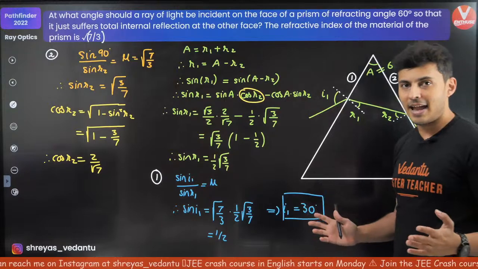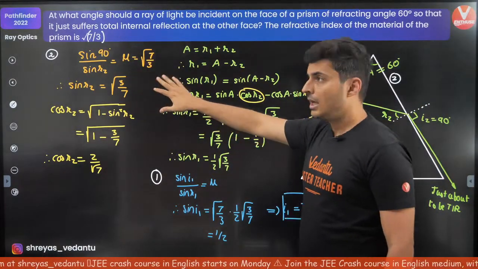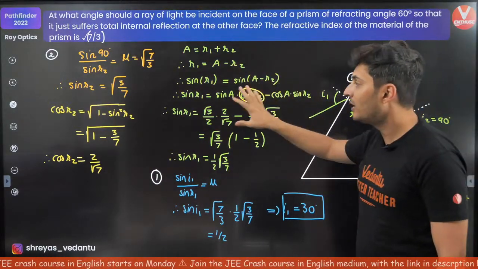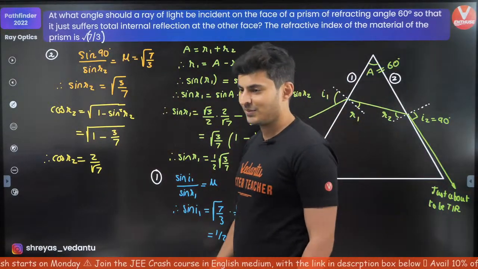So what has just happened is that we have used Snell's law, total internal reflection, and then also the geometrical aspect, and then the trigonometry over here. So this is a brilliant JEE Advanced type of question. I hope this is clear.